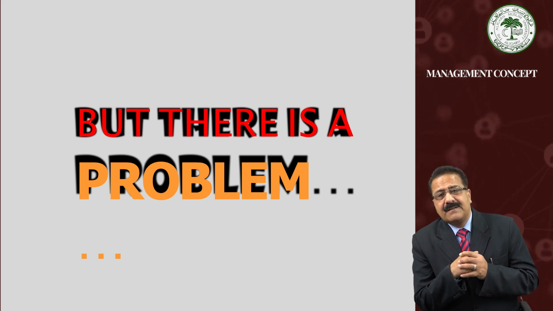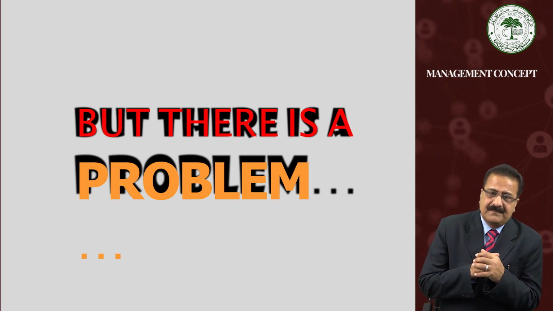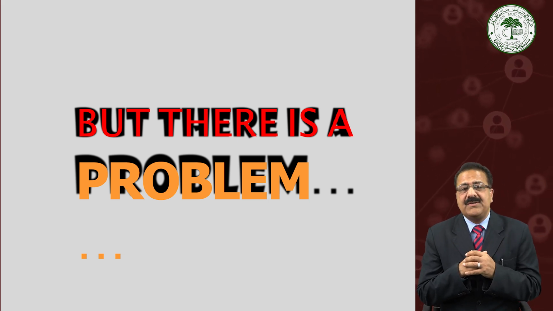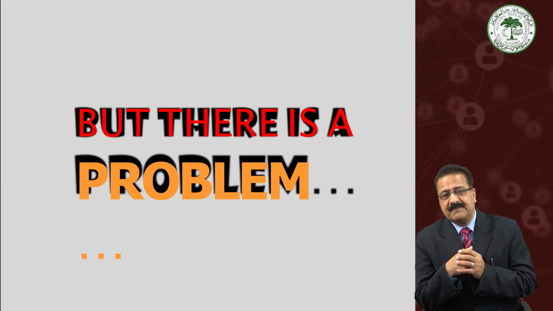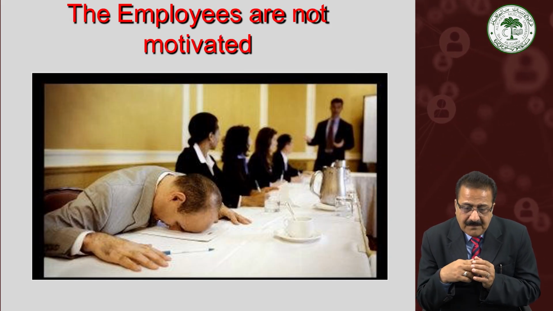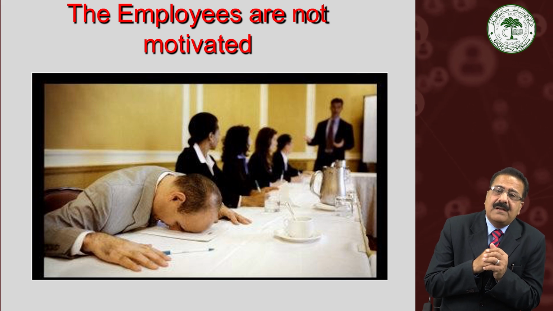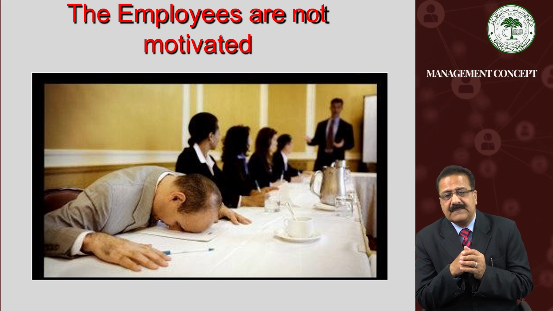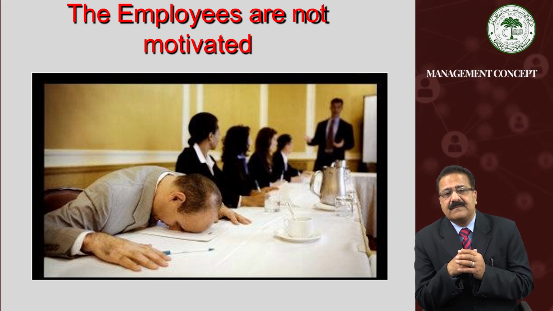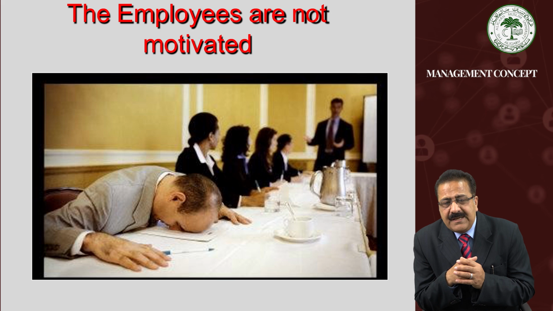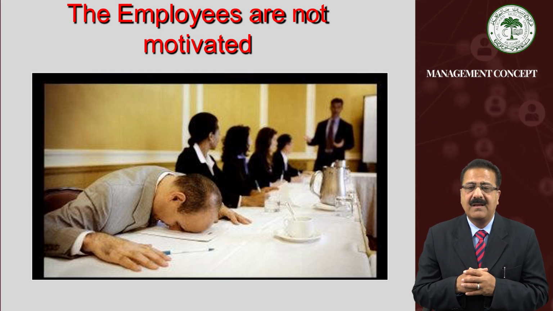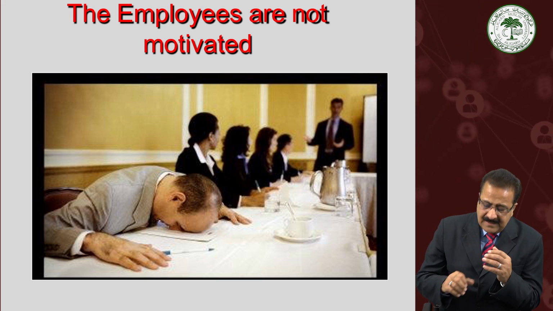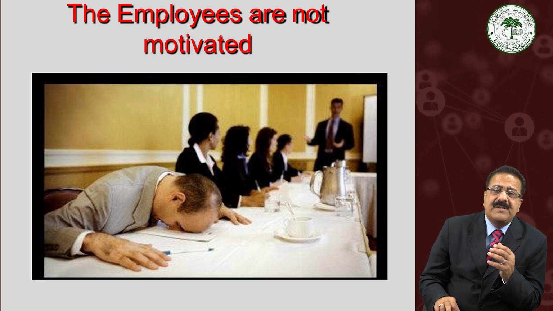Now, students, something came to my mind. Just when we look at an organization, we find that there is a problem. Problem means that the employees are not motivated. You can see in this picture, 5 employees are there. One is seen with head down, 4 are listening to the boss. What does it indicate? That all the employees are not fully motivated, fully charged.